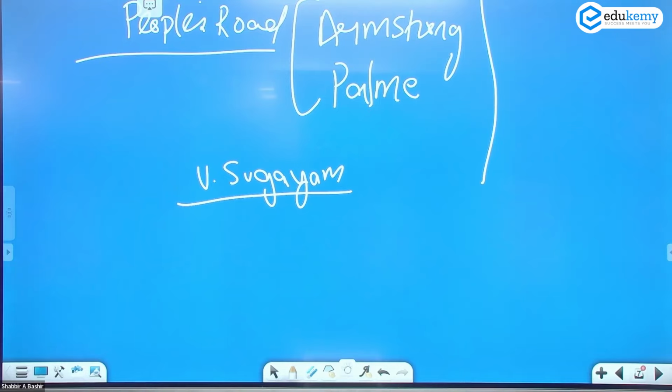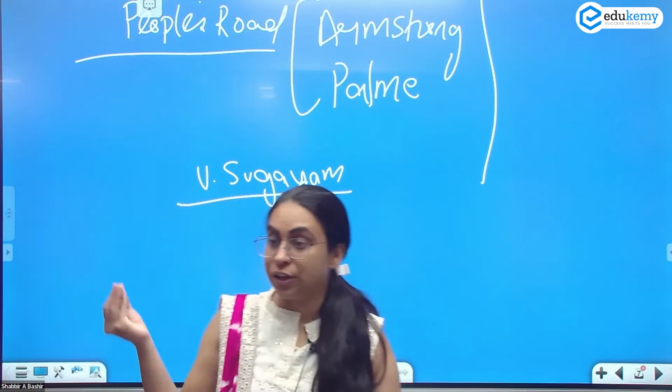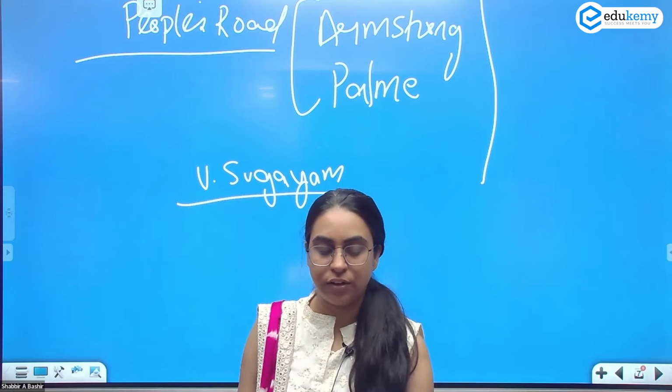These are the names of administrators. You could write about E. Sridharan, the metro man, E. Sridharan.